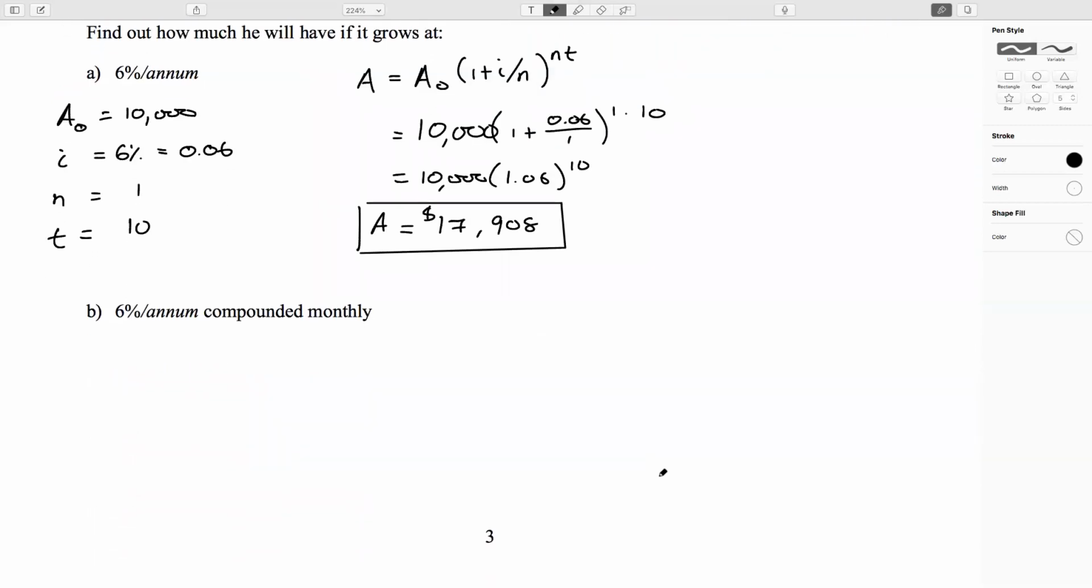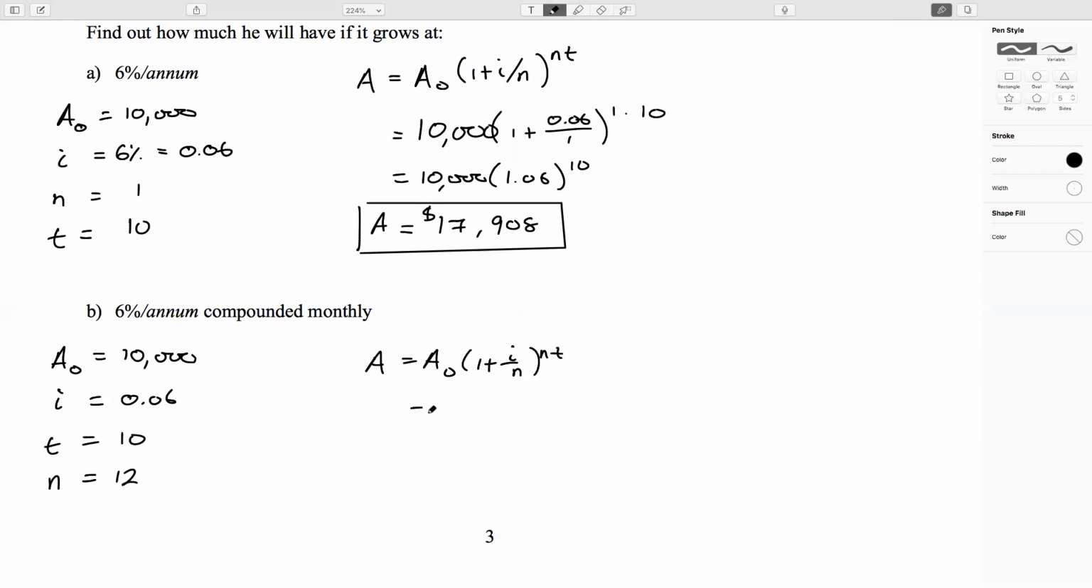We're going to change this to monthly now. So all the numbers are the same except n. Okay. So A naught is still 10,000. i is still 0.06. t is still 10 years, but now we have 12 compounding periods in a year instead of 1. So going back to our formula, A equals A naught times 1 plus i over n to the nt. We can plug in our numbers, 10,000 times 1 plus 0.06 over 12 to the 12 times 10.